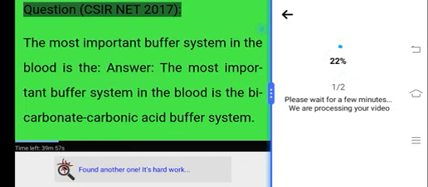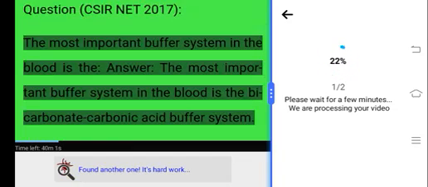Question. CSIR NET 2017. The most important buffer system in the blood is a. Answer. The most important buffer system in the blood is the bicarbonate carbonic acid buffer system.